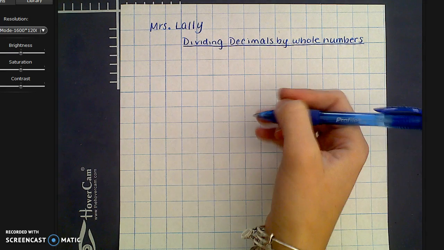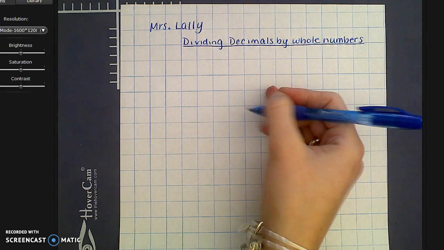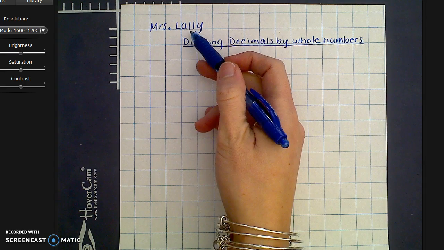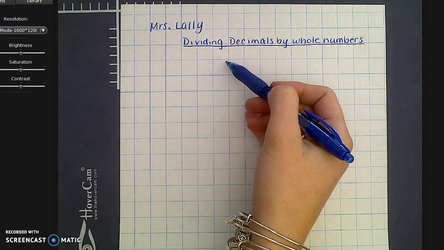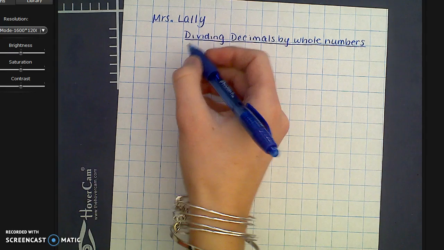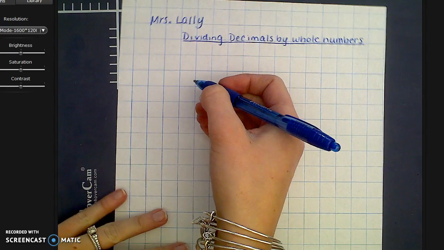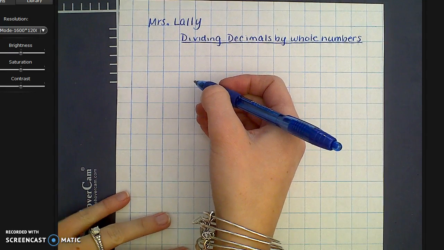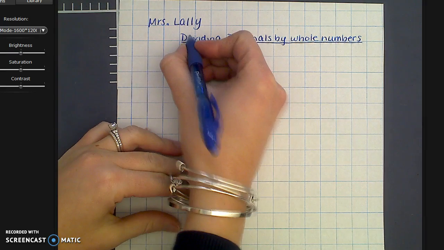So as you can see, I've set up my graph paper for homework tonight. I have my name in the top left corner, and I have a title on the top of my graph paper, which your math teacher should have given you. So take a minute and set up your paper the way that I've set up mine.